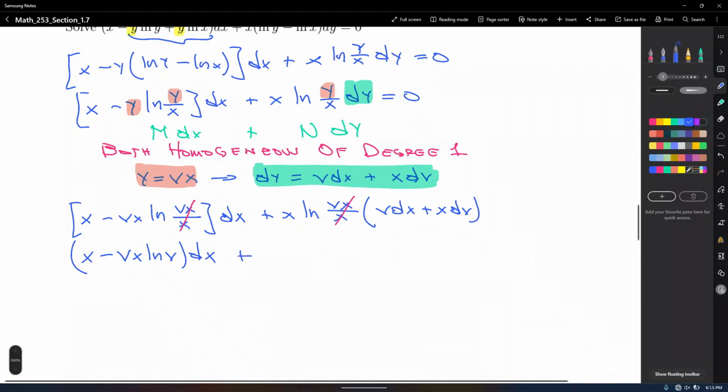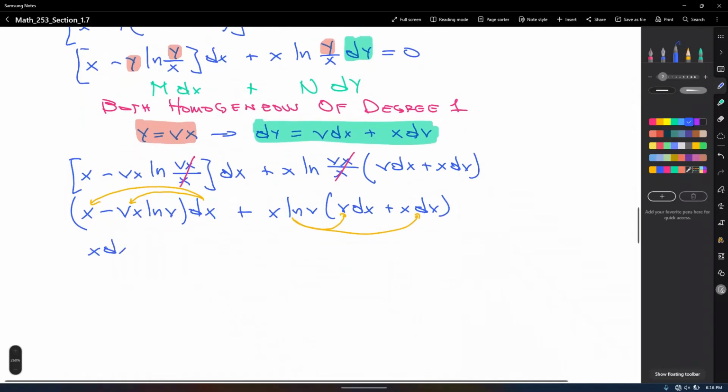And plus x ln v again times v dx plus x dv. Okay, let's see what's going on. Number one, I would like to distribute the dx with the x and with all this term, and this x ln v right here with x dx. Distribute, distribute, distribute, distribute. So four distributions here.